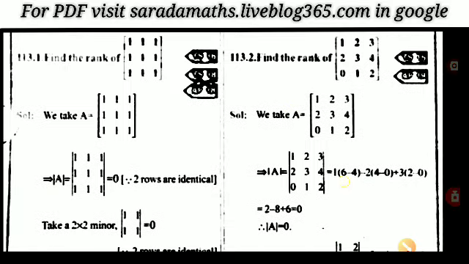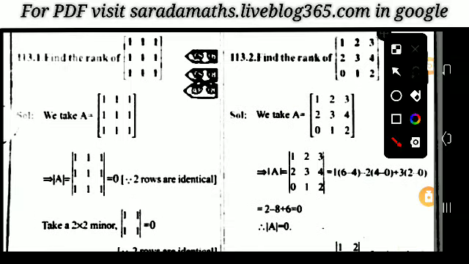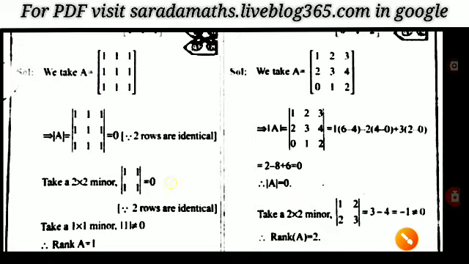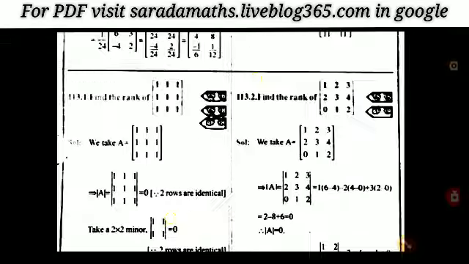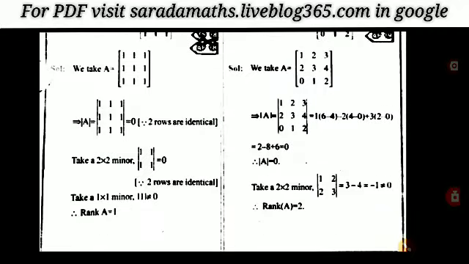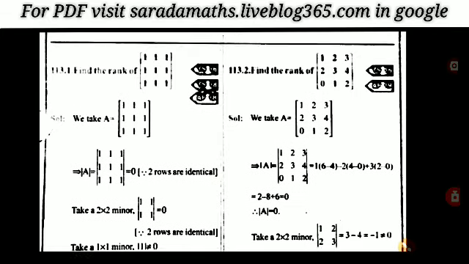Next one, find the rank of the matrix. Very, very important concept. Finding the det value and then taking the 2 by 2. Here we get the det is equal to 0. Again taking the 2 by 2 matrix, that is also det equal to 0. Then taking the 1 by 1 matrix, det is not equal to 0, so rank is equal to 1.